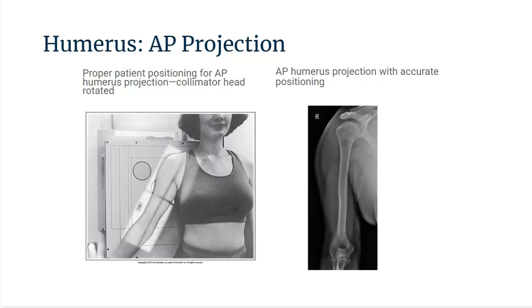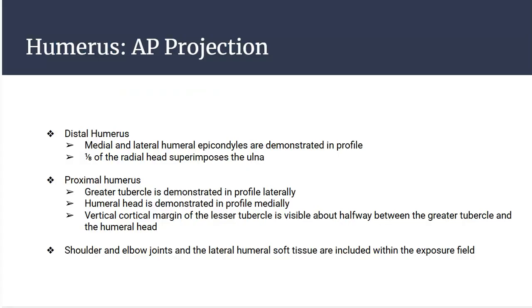The lesser tubercle is visible but halfway between the greater tubercle and the humeral head. The humeral midpoint is at the center of the exposure field. The shoulder and elbow joints and the lateral humeral soft tissue are all included within the exposure field. Here are those image analysis guidelines for your review.